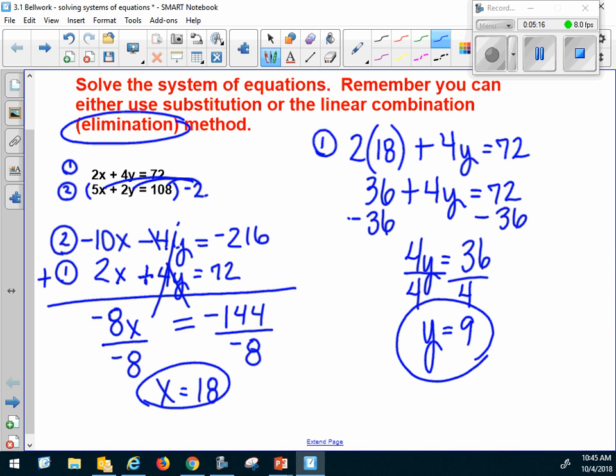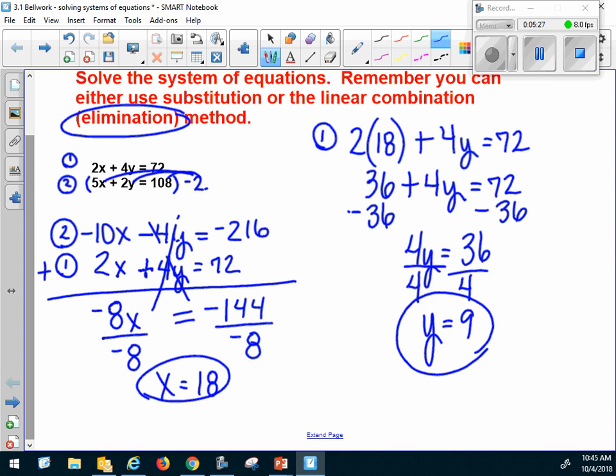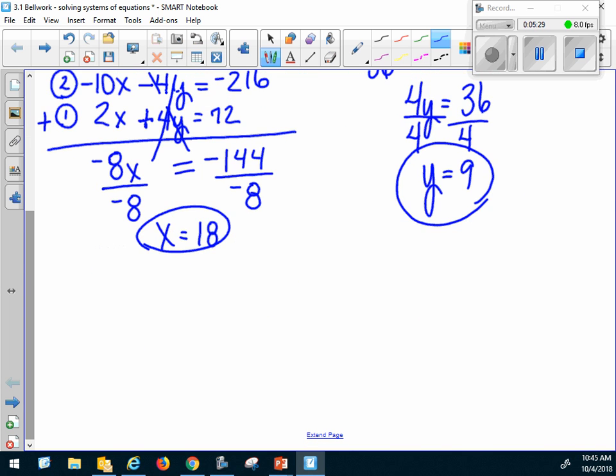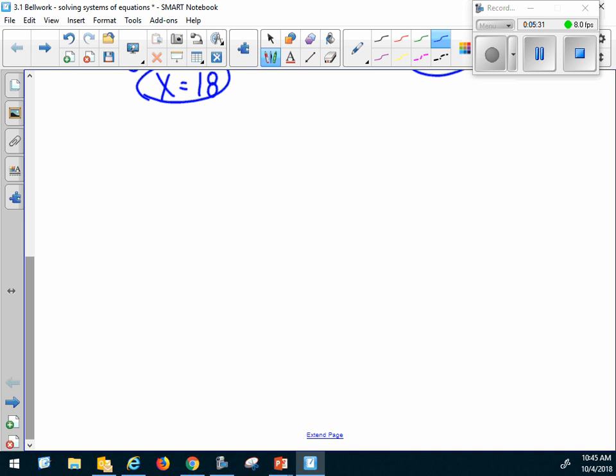Questions on elimination? Okay, I'm going to review substitution as well because elimination isn't always the easiest way to work the problem. So I'll go over substitution method, and then again, if you have questions, come see me. So substitution method. Help me out. What were the equations again?